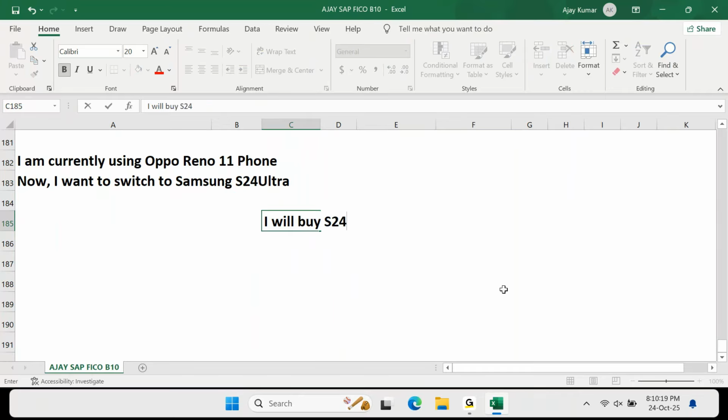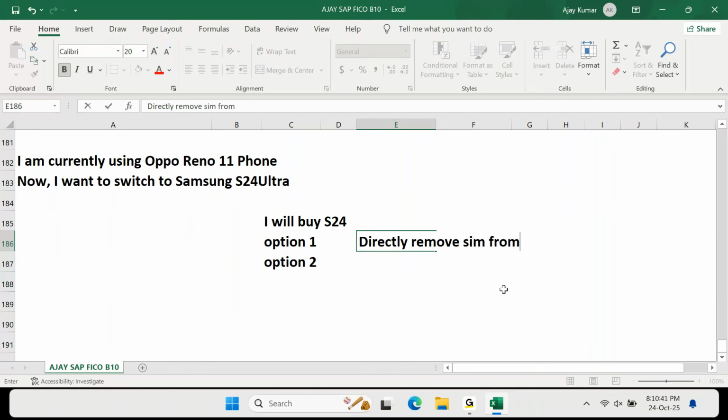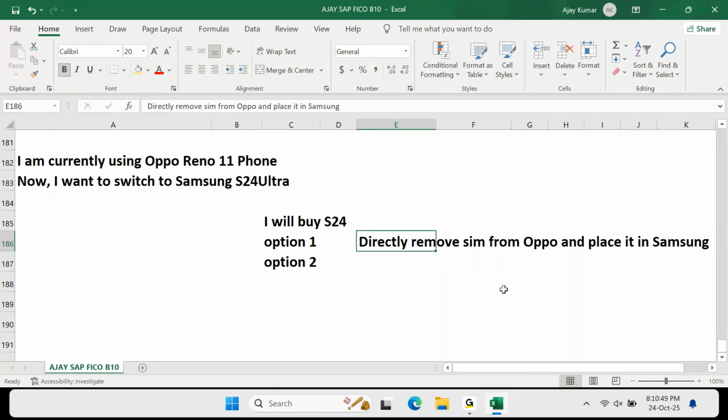I will buy S24. Correct or not? Correct. Now, option number one, option number two. Option number one: directly remove the SIM from Oppo and place it in Samsung. Will this meet your requirement? Is it okay? Yes, sir.